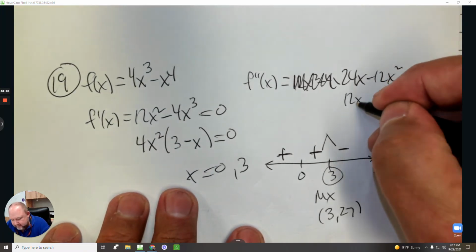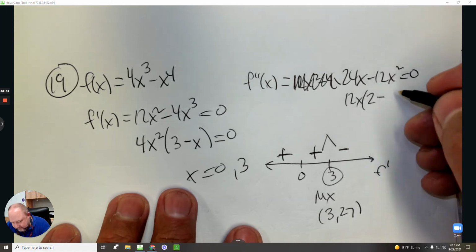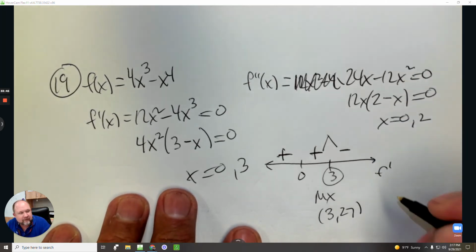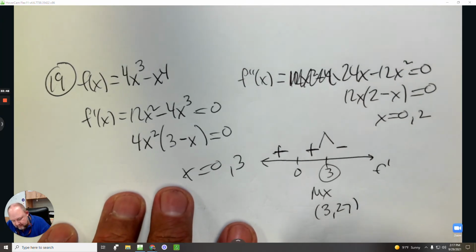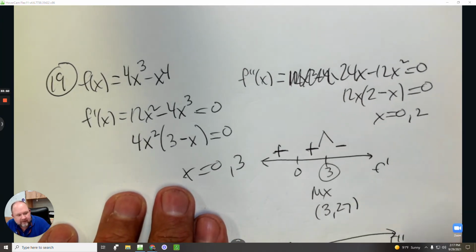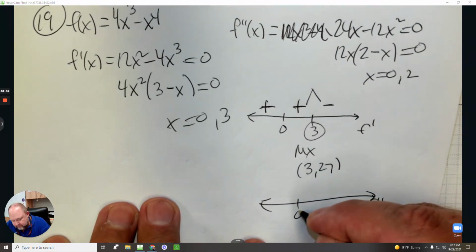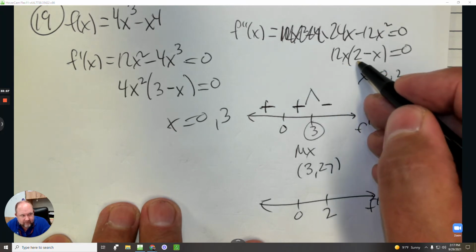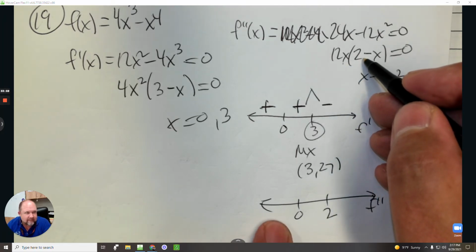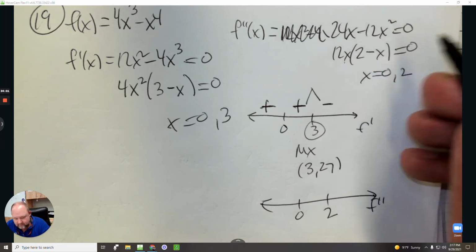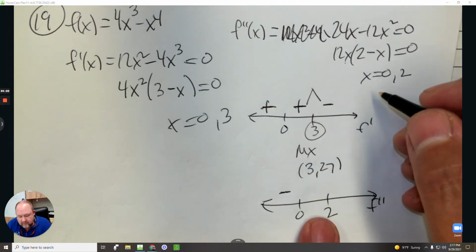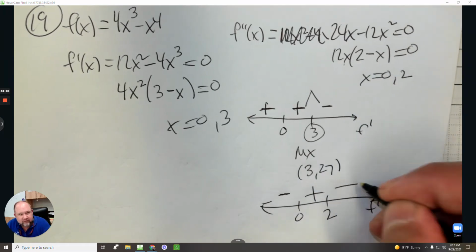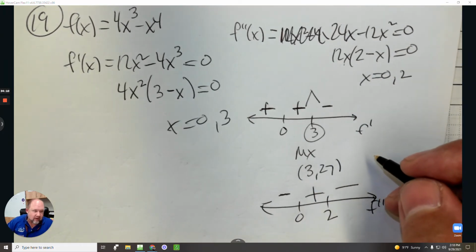Factor out a 12x, and you have 2 minus x. So now the two answers are 0 and 2. I'll do the second derivative number line down here for 0 and 2. If I plug in a negative number, a negative times a positive is negative. Plug in positive 1, and then the multiplicity also, the signs are going to change as you go across.